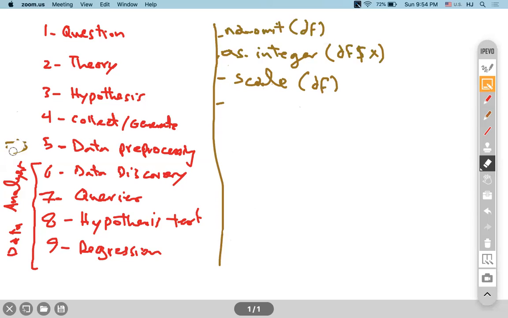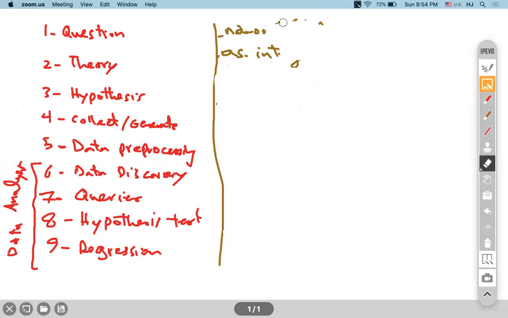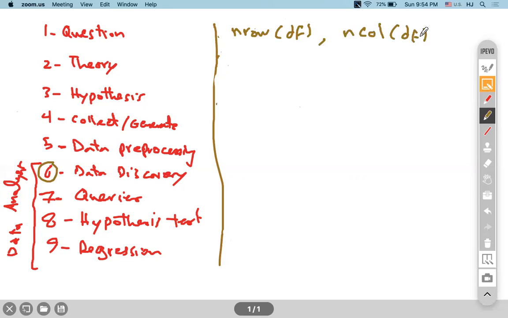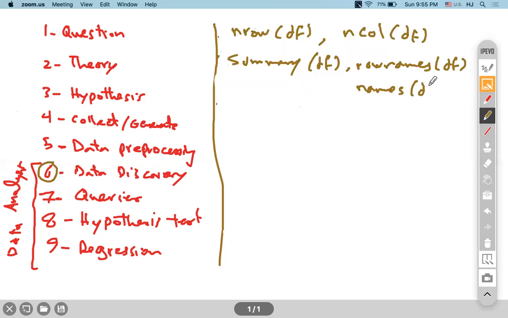Talking about the next step, which is data discovery, we have different statements which we can use in this step as well. So in data discovery, step number 6, you can get the number of rows from the data frame. You can also get the number of columns from the data frame. We can also get a summary about our data frame. We can find the row names from the data frame. You can use names, but that will give you the names of columns from the data frame.